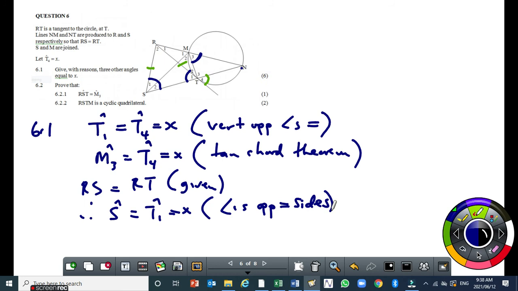Not sides opposite equal angles. When you say sides opposite equal angles, it means you are given the angles that are equal and you are trying to prove that the sides are equal. This is the opposite of that. You following? But where's the question? If you don't have a question, then let's carry on.